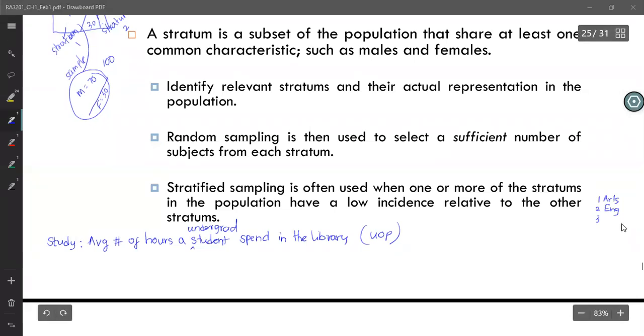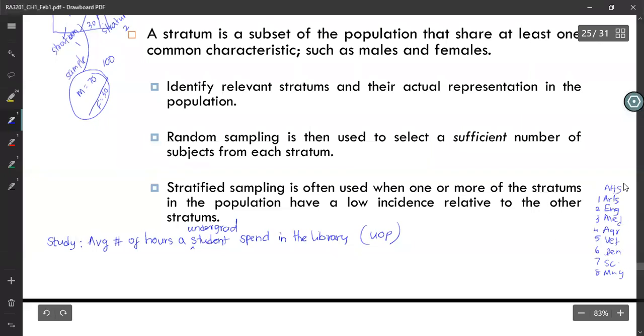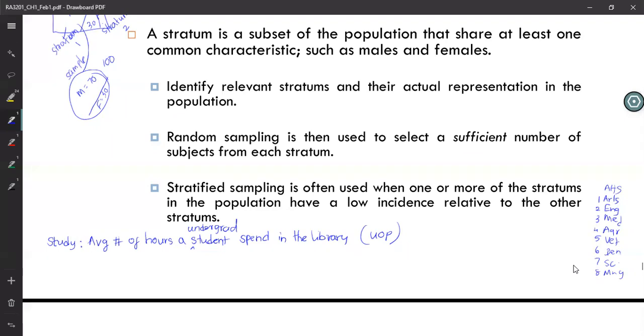So, I'm not going to list them all. Med, Agri, Vet, Dental, Science, Management. Okay, let's put AHS at the top, right? So these are the 9 faculties. Now, what do you think? If you think about students in these 9 faculties, do they all spend time in the library the same way? Is the behavior the same for everybody?